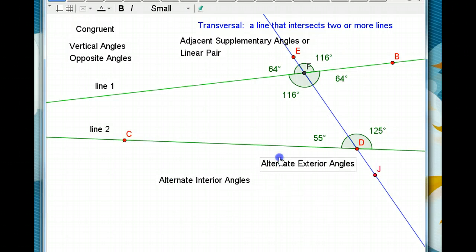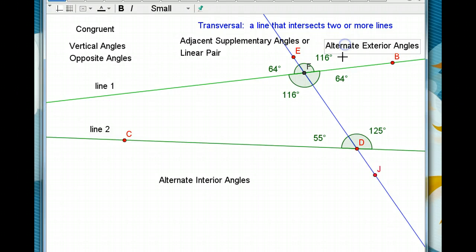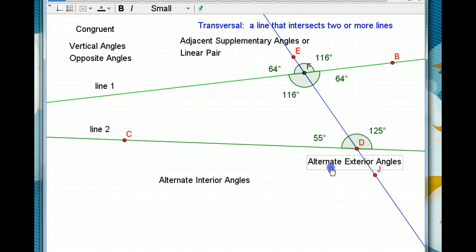Now let's take a look at alternate exterior angles. Alternate exterior angles are on opposite sides of the transversal, but they're outside of the two lines that are being intersected. So here, this angle compared to this angle are alternate exterior angles. And so the question is, do you think that they're going to be congruent?